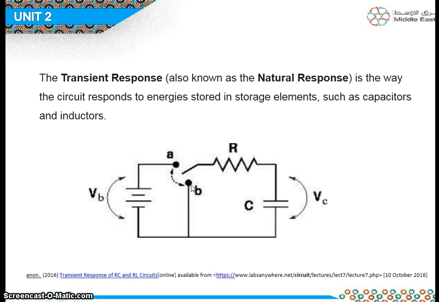Now what happens? The energy stored in the capacitor discharges slowly through the resistor. So this behavior, the working of a capacitor in the absence of an external source, is called the transient response. And the analysis of this transient response is the main topic of this unit.